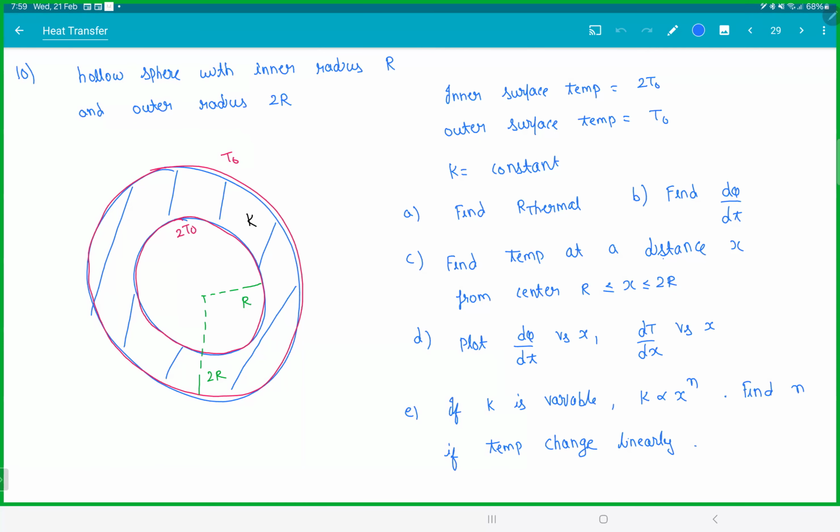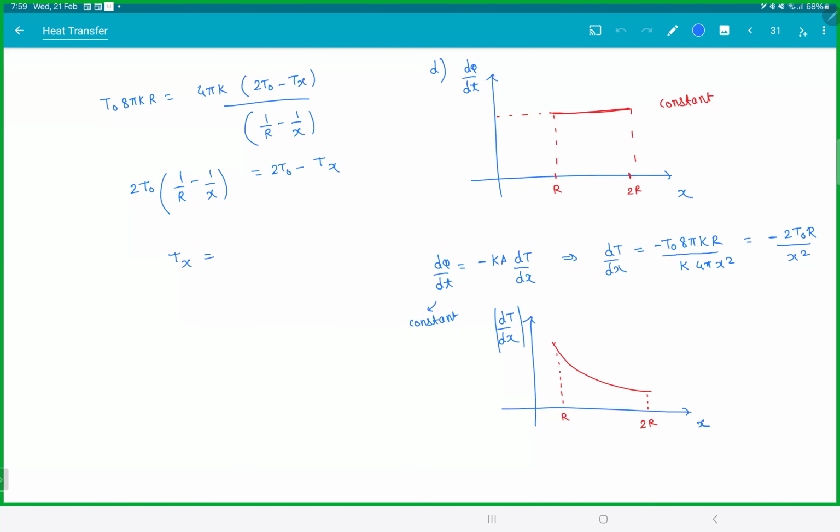Last part. Suppose k is not constant. K is changing as a function of x power n. Find n if the temperature changes linearly. यहाँ पे देखा temperature कैसा change हो रहा है? If you see the temperature here, it is changing in a pretty weird way. 2T naught minus 2T naught 1 by r minus 1 by x. It's not a linear function. So 2T naught 1 minus 1 by r plus 1 by x. This is how the temperature is changing.